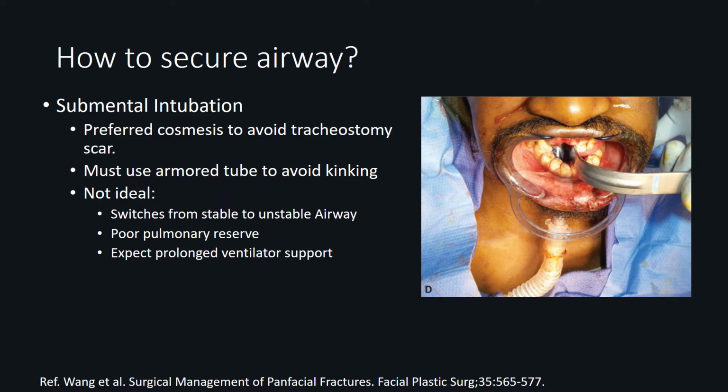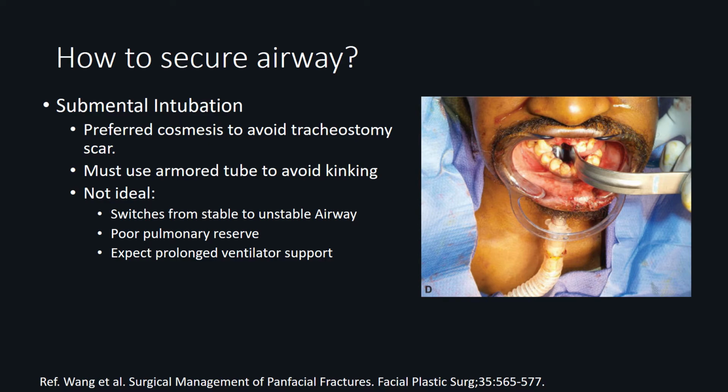The downside of this approach is that you're switching from a stable airway to unstable airway when you're tunneling the endotracheal tube through the submental region and pulling it through the chin skin. And at the end of the case, you're also going from stable to unstable when you disconnect the circuit to tunnel the endotracheal tube back into the mouth.